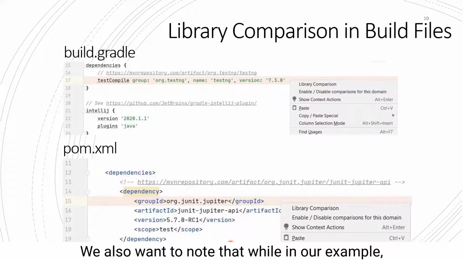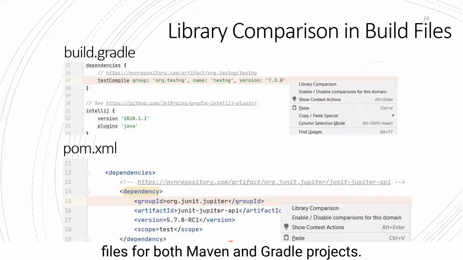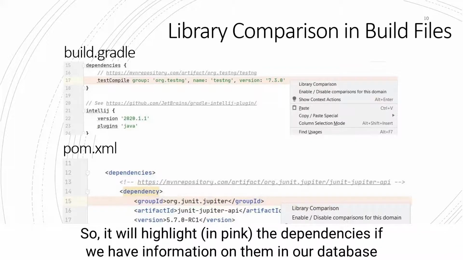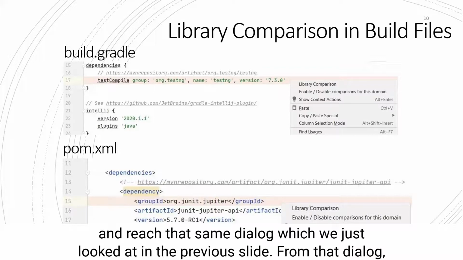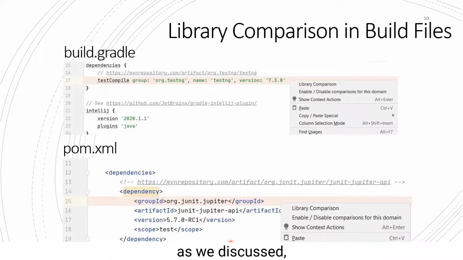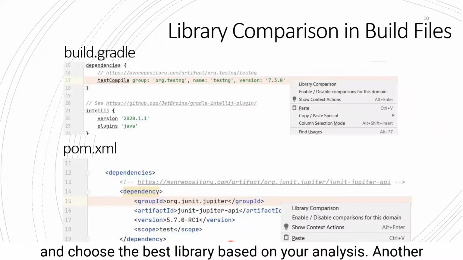We also want to note that while in our example we only looked at import statements, LibComp also works on build files for both Maven and Gradle projects. So it will highlight in pink the dependencies if we have information on them in our database. And then you can click on it and click library comparison and reach that same dialog, which we just looked at in the previous slide. From that dialog, as we discussed, you can compare different libraries via a wide array of metrics and choose the best library based on your analysis.